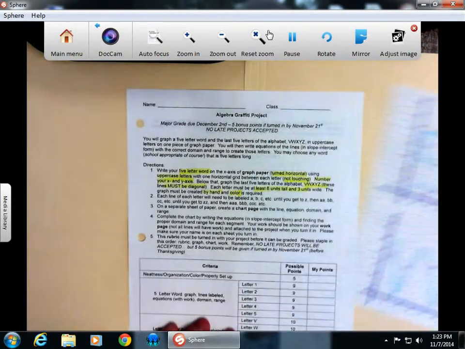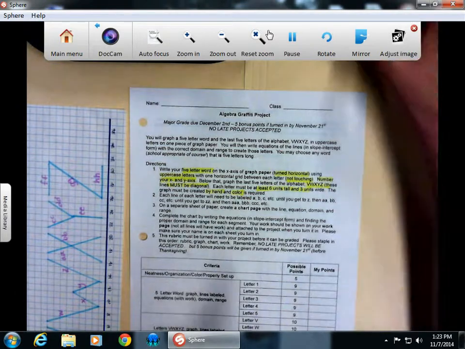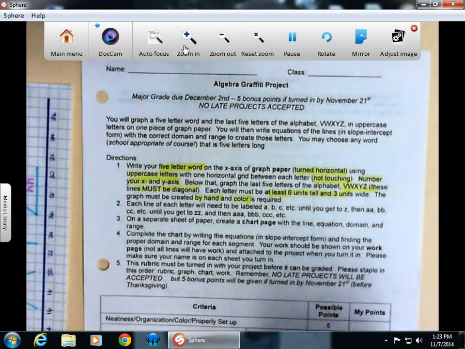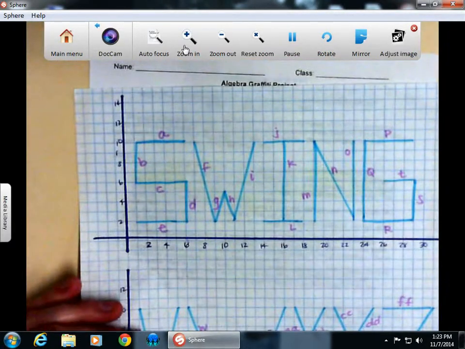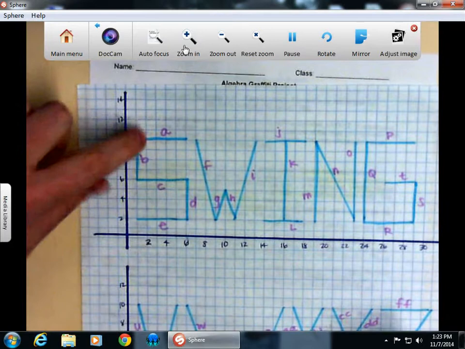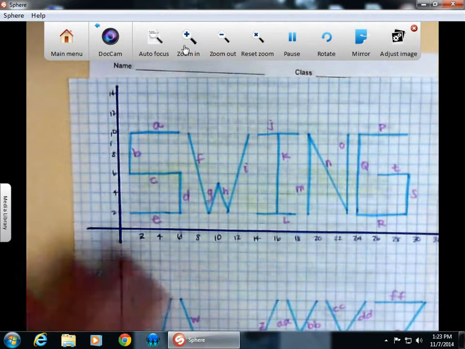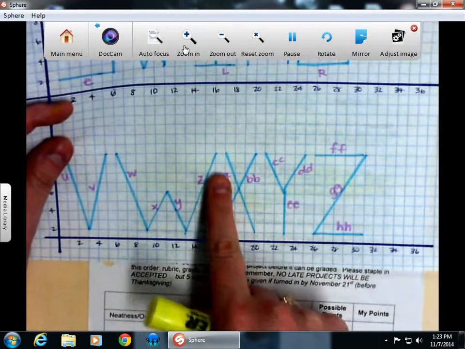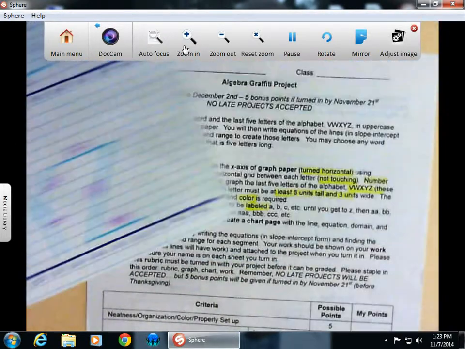Then step 2 says each letter needs to be labeled as A, B, C, etc. So each line needs to be labeled. So if you look at my example, I labeled it A, B, C, D, E, F, G, H, I, and so on. Each line is labeled. Then at the bottom, when I got to Z, now I have A, B, B, C, C, D, D, E, E, and so on. That's just to help us.